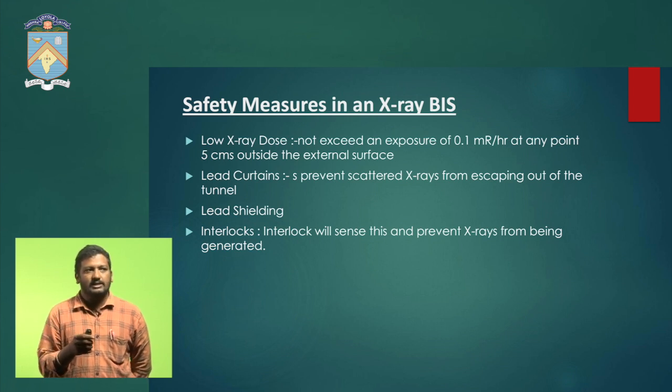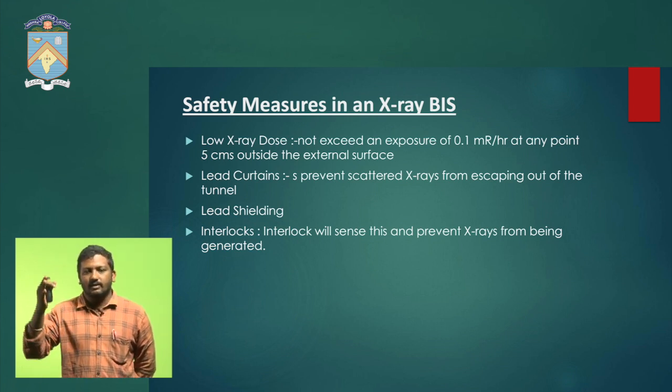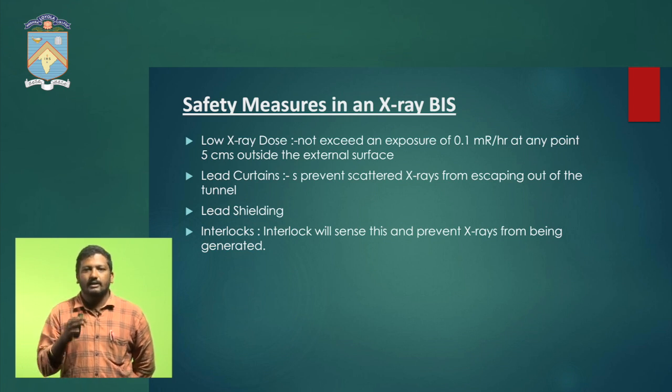Next one, lead curtains. They hang down at the tunnel mouth. They do not allow the emission of X-rays and help keep the X-rays inside the tunnel only. Next one, lead shielding. It is inside the tunnel, around the entire housing. It protects against the X-rays so that they do not reach the passengers or the people doing the screening near the X-ray.